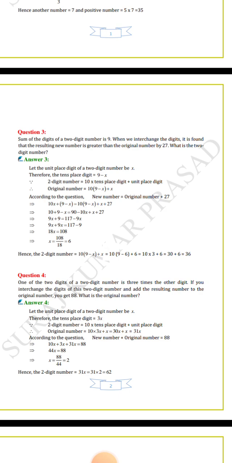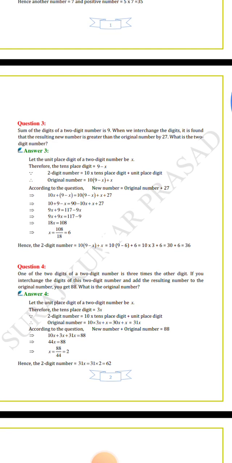Let's solve the question. Let the unit place digit of a two-digit number be x. Therefore, the tens place digit is 9 minus x. Two-digit number equals 10 into tens place digit plus unit place digit. Original number is 10 of 9 minus x plus x. According to the question, new number equals original number plus 27.